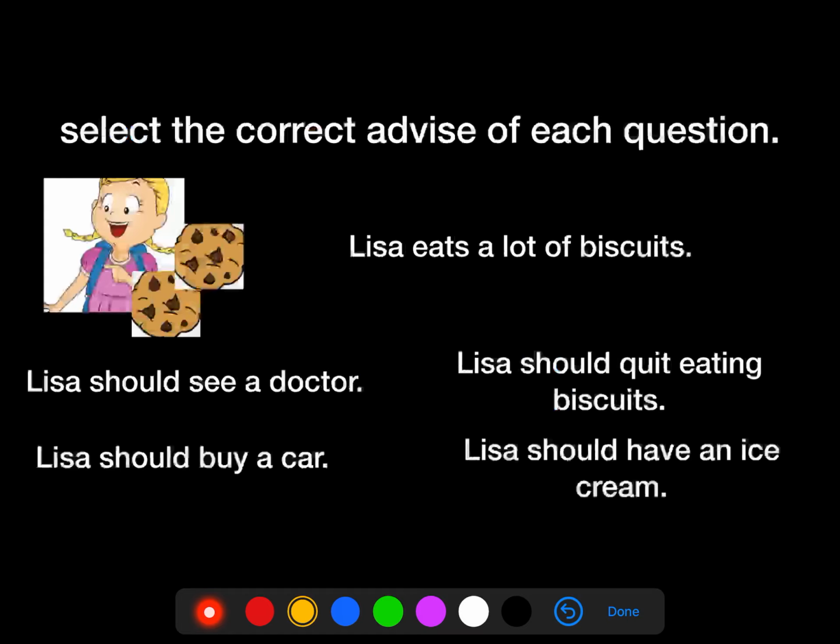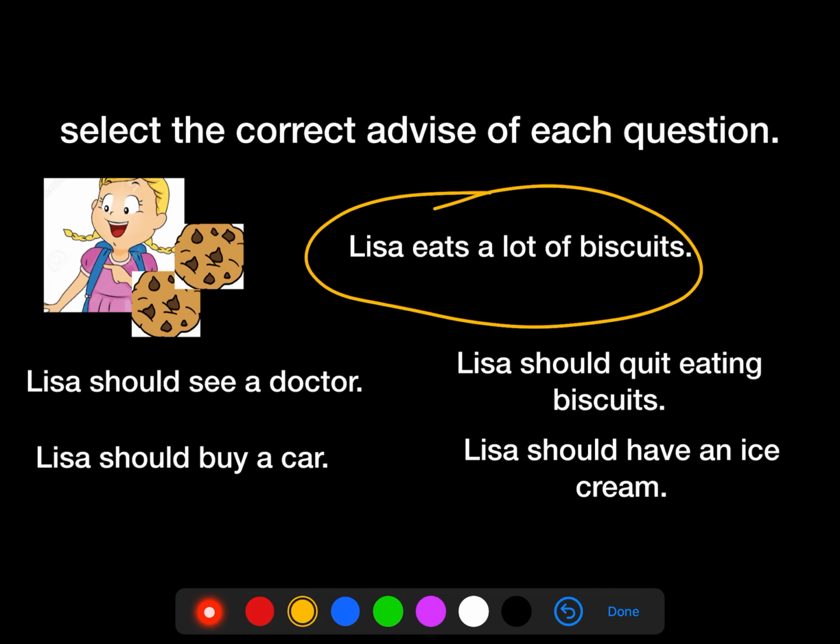Now, let's look through the quiz that you guys solved on the website. Let's go to number 1. Let's select the correct advice of each question. Let's read the question first. Select the correct advice of each question. So let's read the sentence here.